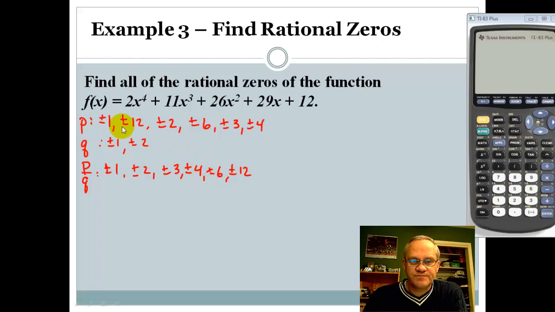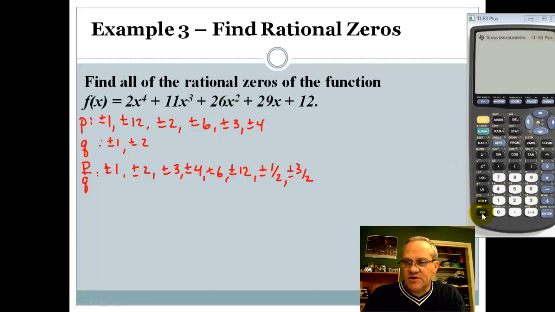But then also 1/2. We got 1 over 2. 12 over 2 is 6. Already got it. 2 over 2 is 1. Already got it. 6 over 2 is 3. Already got it. 3 over 2, don't have that. So possible plus or minus 3 over 2. And 4 over 2 is 2. Already got it. All right, so here's my possibilities, just like we did before. Let's actually find what ones really are rational zeros now.